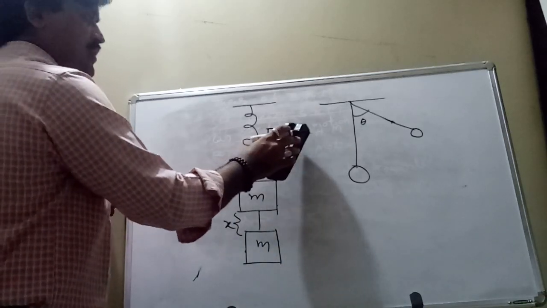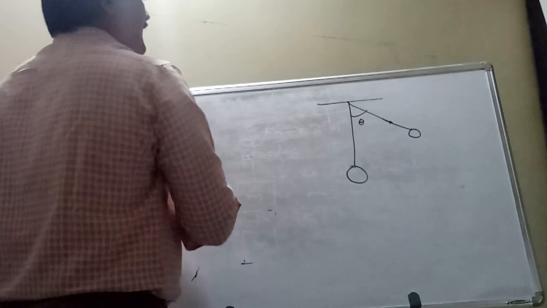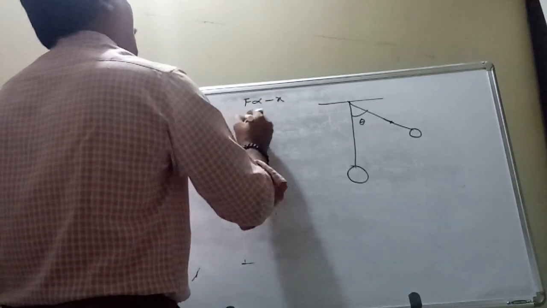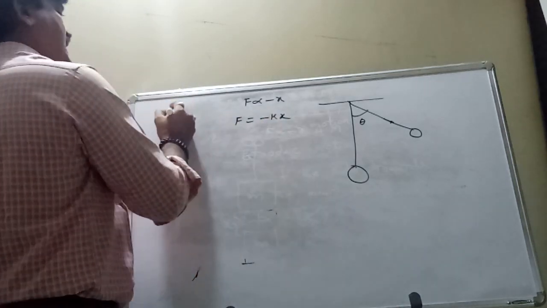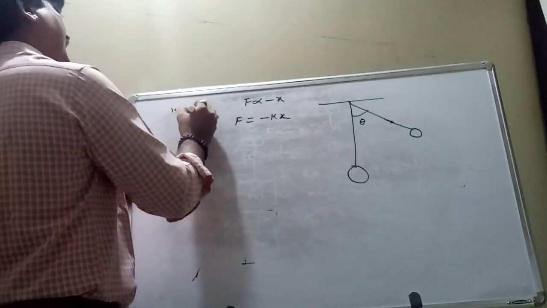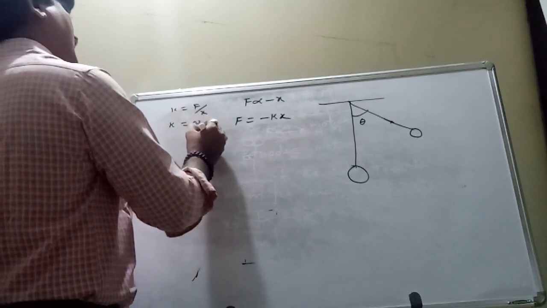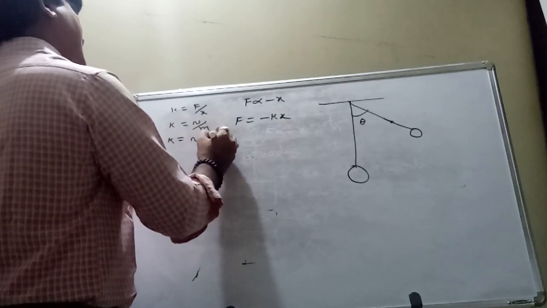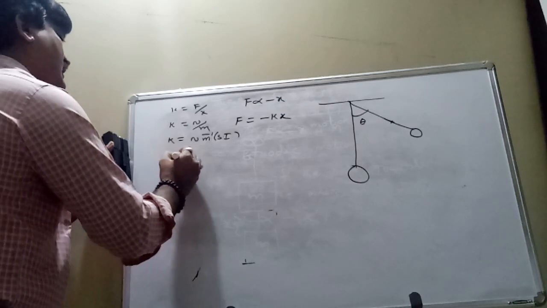From Hooke's law, F is proportional to minus x, so F equals minus kx. k is the spring constant, with k equal to F by x. So k is in newton per meter. That is the SI unit. The CGS unit is dyne per centimeter.